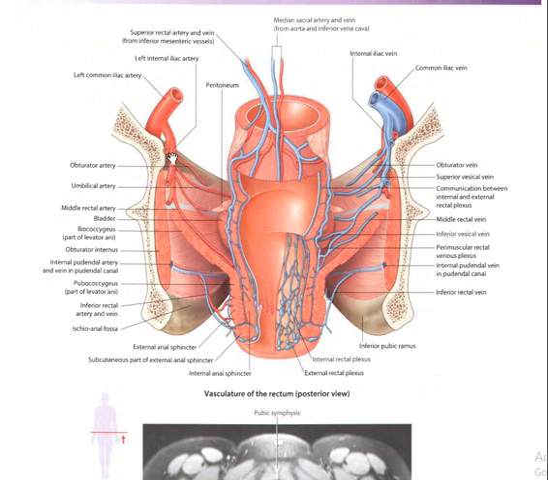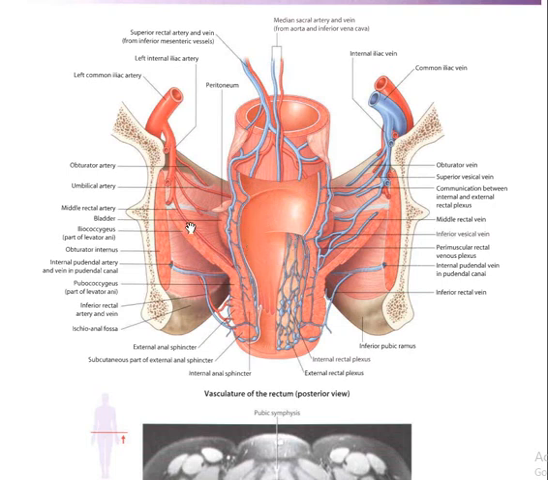At this position here, you have the obturator artery, but it's not supplying the rectum. Here you have the umbilical artery, but not supplying the rectum. Here you have the middle rectal artery, supplying the rectum at this position. So the superior one is supplying the rectum above the middle transverse fold. This one is supplying between the middle transverse fold and the inferior transverse fold.